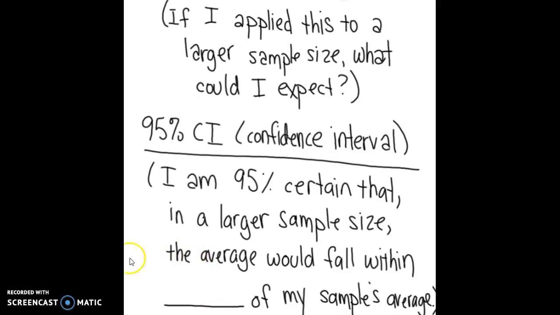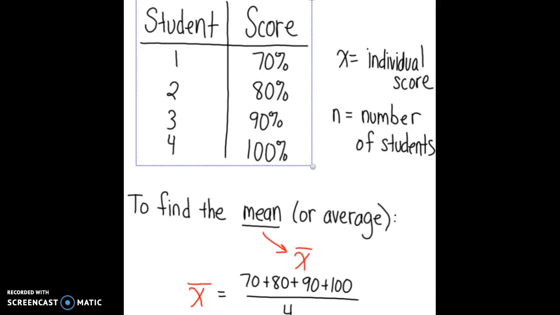Okay, so now that you know what those terms mean, let's walk through how to find each of them. I'm going to use an example of test scores again. If I had 4 students, and here are their scores on the test, I'm going to say that X is the individual score. So for student 1, it's 70%. That's their X. For student 2, it's 80%. That's their X. Get the idea? You're also going to see this letter N, and that means number of students. So I have 4 students.